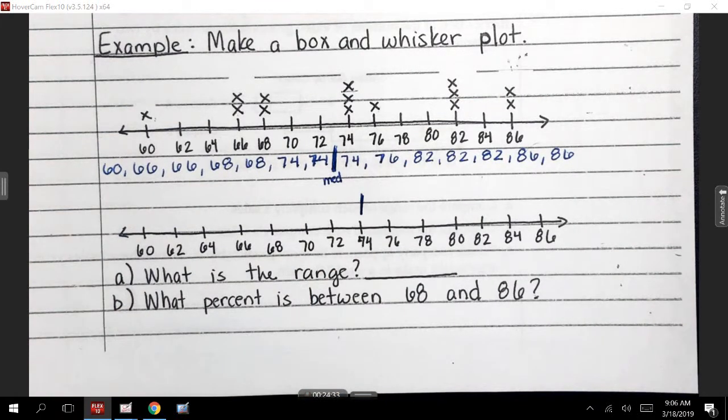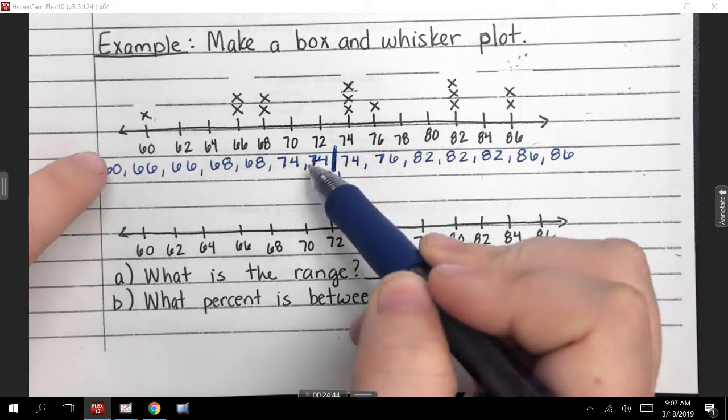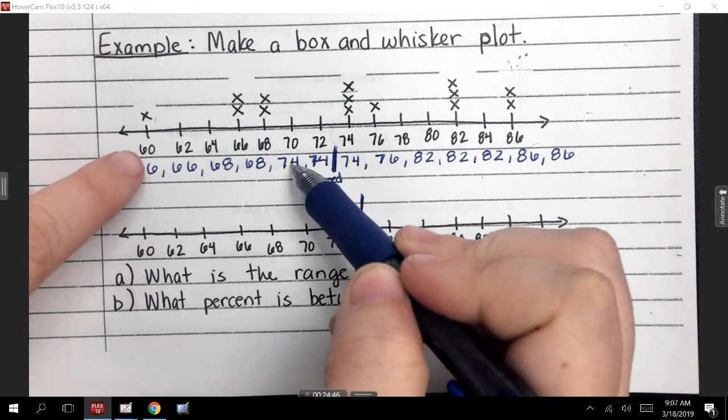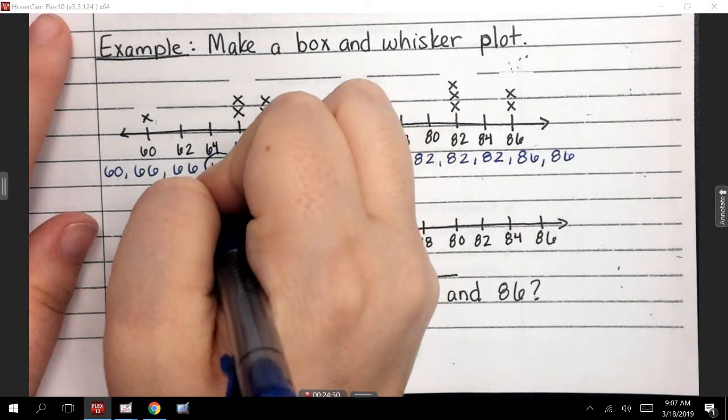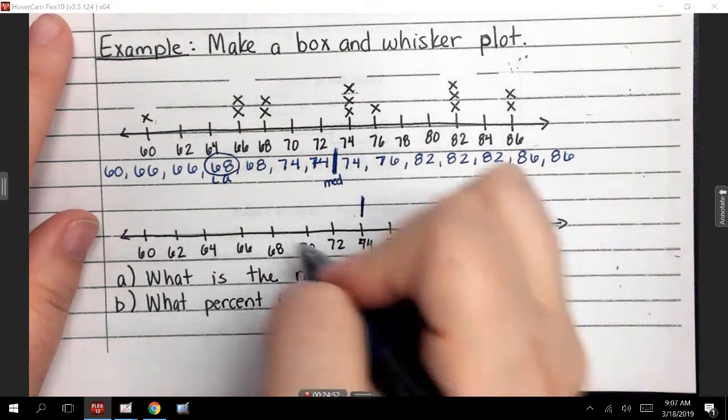Okay. All right. What else do I need for my box? Daniela? So lower quartile and upper quartile. So again, I know I have 7 and 7. So what's my LQ going to be? Jacob? 68. There's LQ, and I'm going to draw a line.